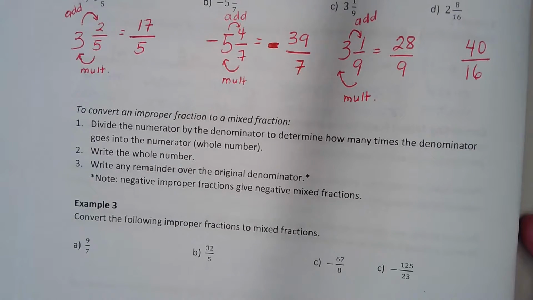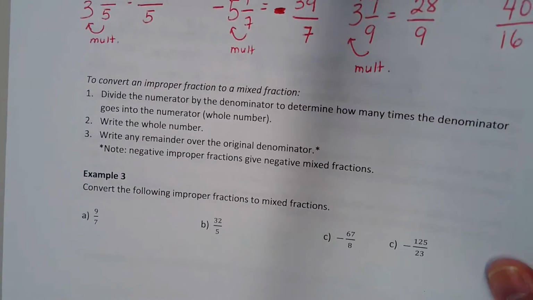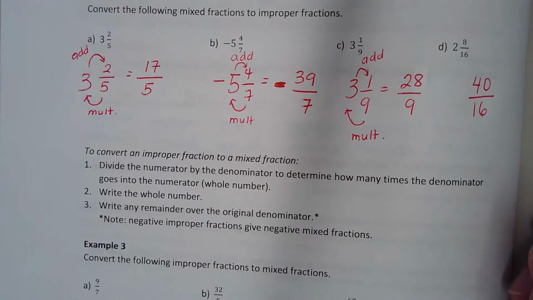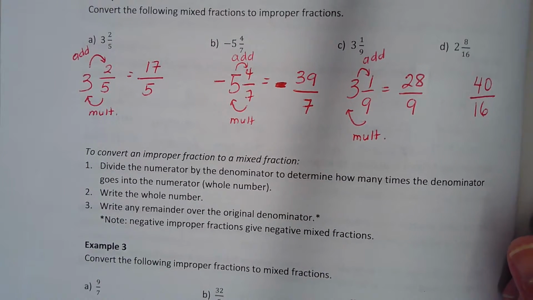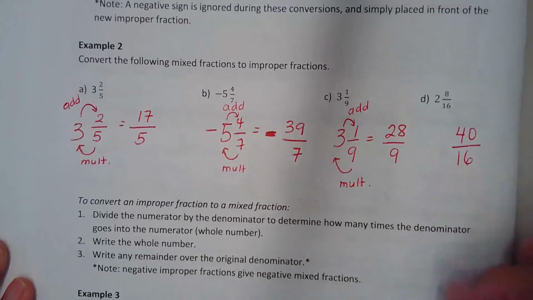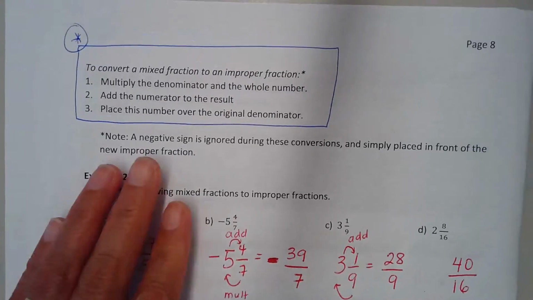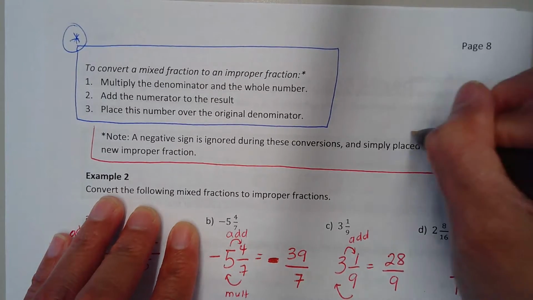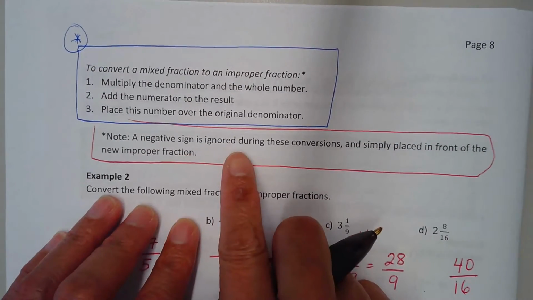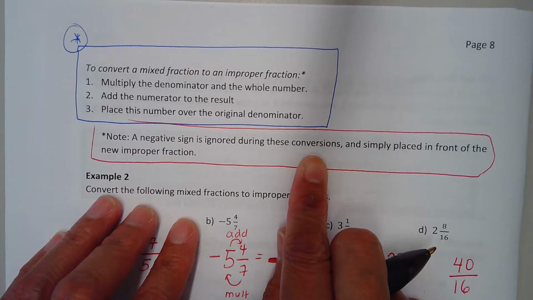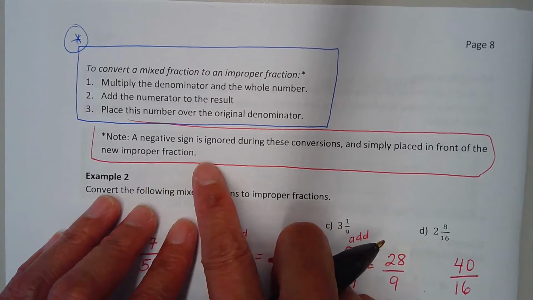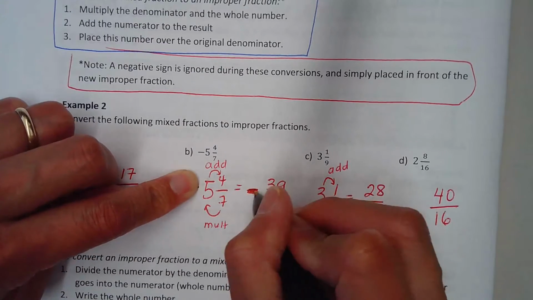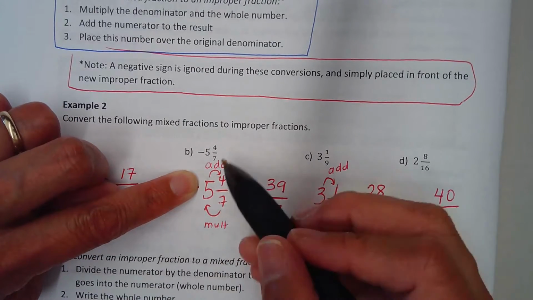Multiply and add. Okay, now we go the other way. So I have a question. For B, I got negative 31 over 7. Oh, okay, yes. It says here, and I didn't really quite emphasize it, a negative sign is ignored during the conversion and simply placed in front of the new improper fraction. So when you have a negative here, just put the negative right away, and then work the rest.